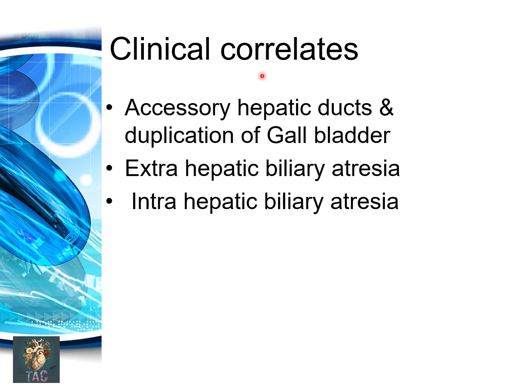So now we are going to discuss the clinical correlates in the development of the liver and the gallbladder. The first is accessory hepatic duct and duplication of the gallbladder. This may occur, but sometimes patients are not symptomatic. Most important is extrahepatic biliary atresia. In this case, there is stenosis of the bile duct. And this is a fatal condition, although it is a correctable condition.